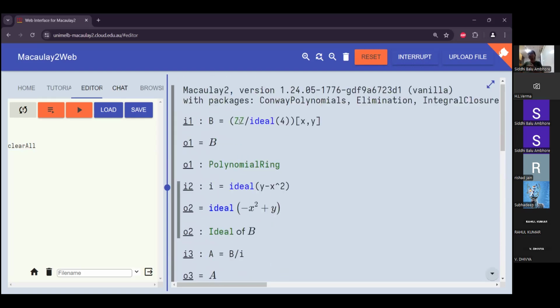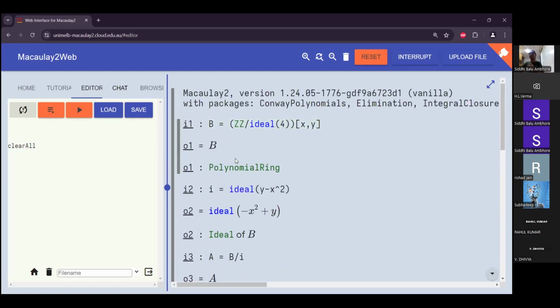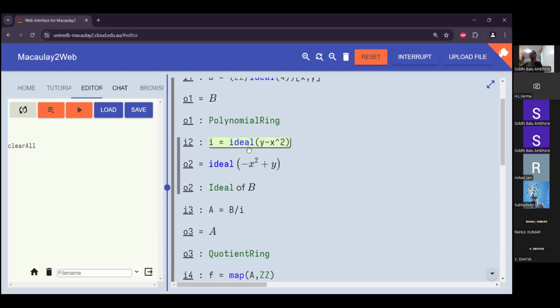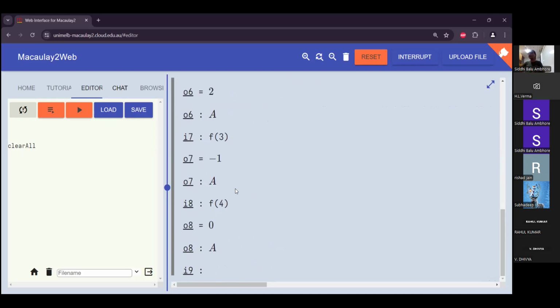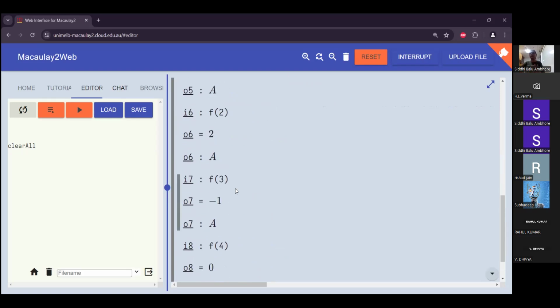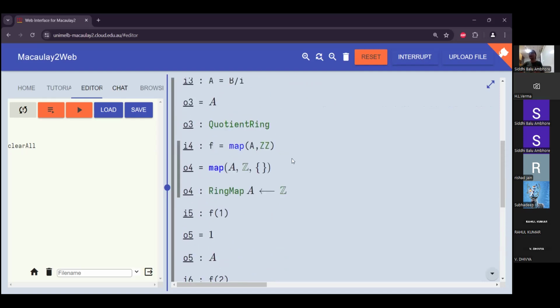And you can please try. I will try to share this as well if possible. I will see if it is possible. So this is how the rings are defined, and this map we don't need to define explicitly, because Macaulay 2 knows what a map from Z to a ring is. It is just 1 going to 1 and so on.